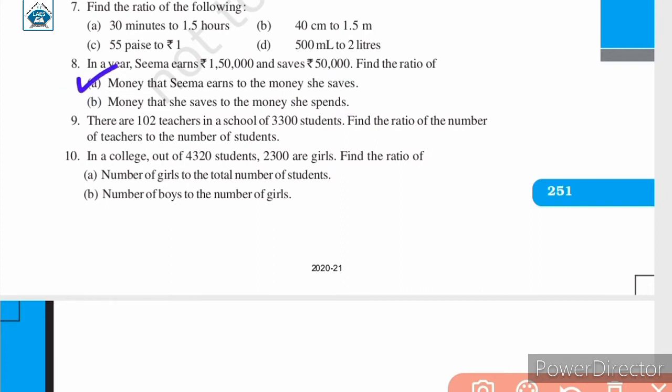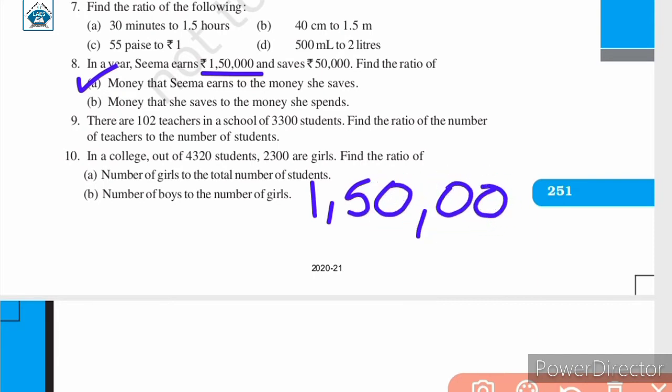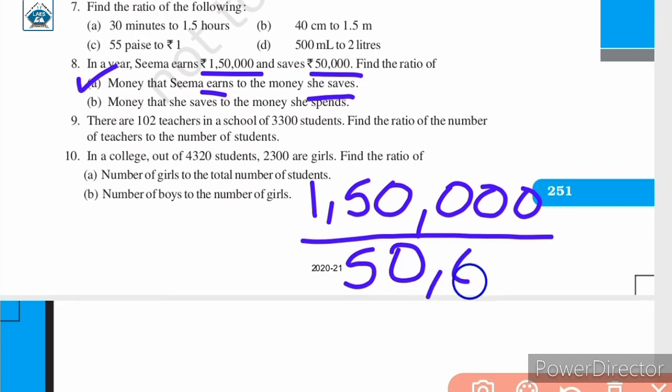Now, in the first part, we need to find the ratio of money that Seema earns to the money she saves. So here, money that Seema earns is equal to rupees 1,50,000. So that will be in the numerator. In the numerator, we write what is mentioned first. So here 1,50,000 is the money she earns, to the money she saves, so upon money she saves will come in the denominator, upon 50,000. So when we divide them with their highest common factor, we will get the required ratio.